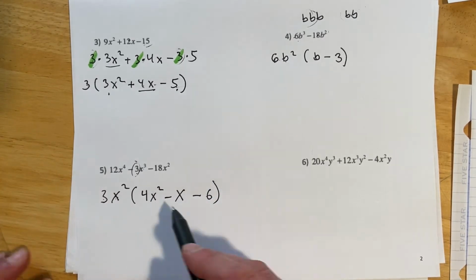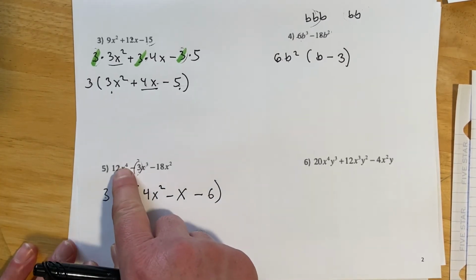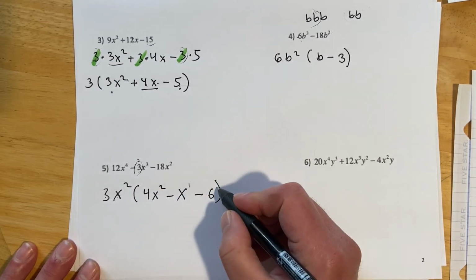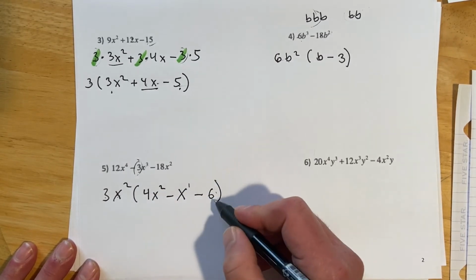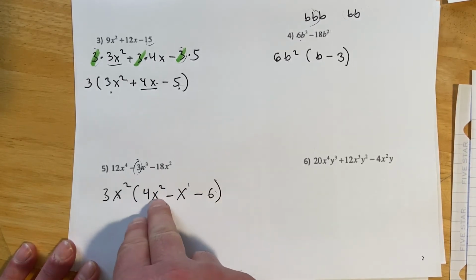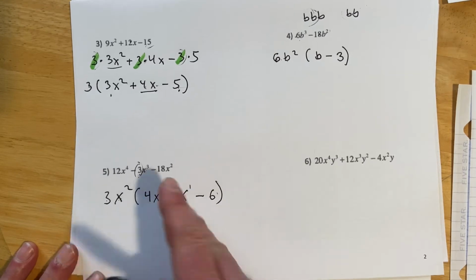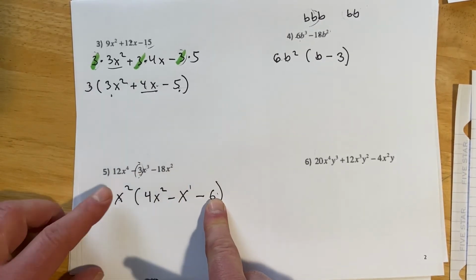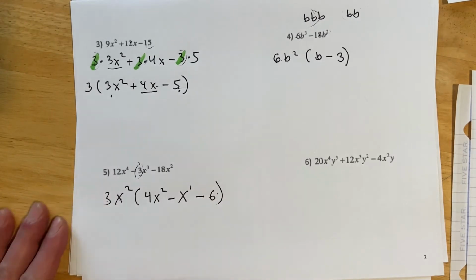Another good tip is since this is counting down 4, 3, 2, this should count down 2, 1, and then x to the 0 essentially, or just the constant term. If you have x squared, then a number, or x and then a number, you've messed up something with the powers, right? If they're descending before, they should still be descending when you pull this out.